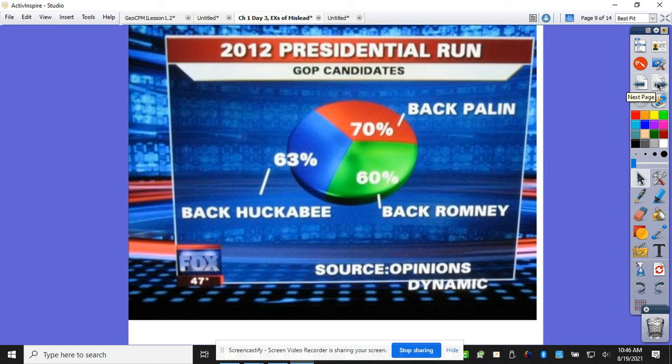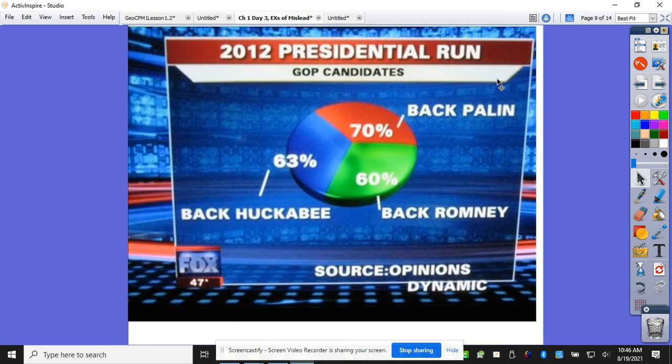This was actually taken from a TV for the 2012 presidential run. What's the issue there? It doesn't equal 100. That should not be a pie chart. Also, I think those are just equal pieces, but they put different numbers on them, but I'm not real sure.